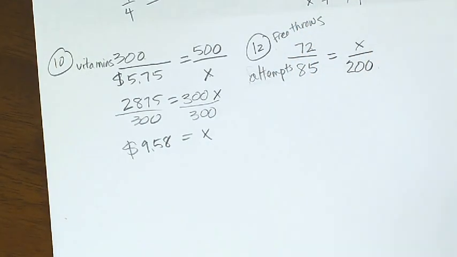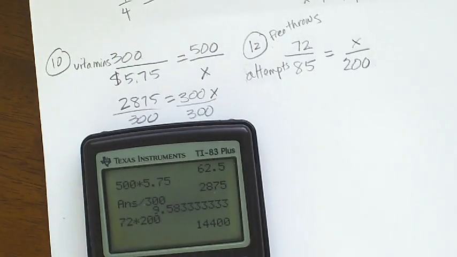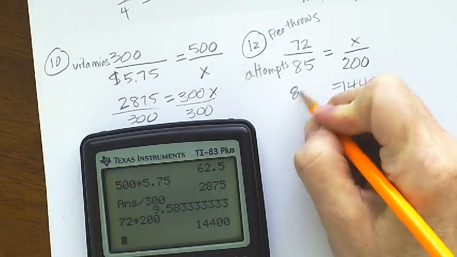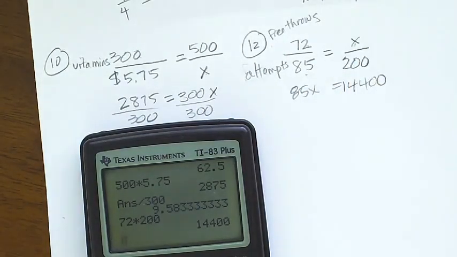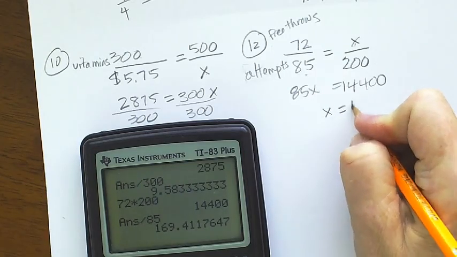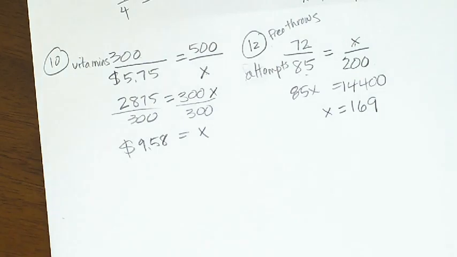So 200 attempts, how many can she expect to make? So we're going to do 72 times 200. $85 times x, divide by 85. So she can expect to make about 169.